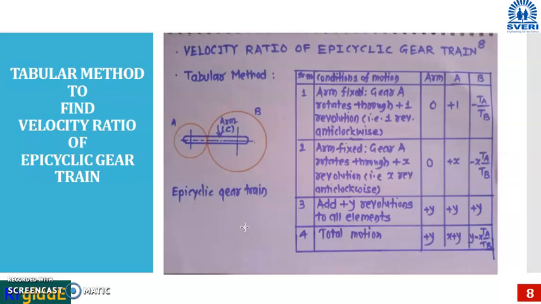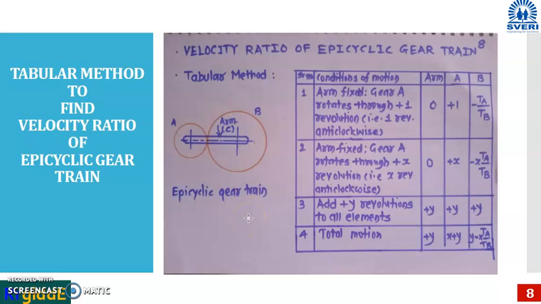But in case of epicyclic gear train, by providing the conditions to the particular element, it is difficult to find out the velocity ratio just by observing the combination of the gears. So therefore, there is one method which is called the tabular method to find out velocity ratio of epicyclic gear train. Here again the epicyclic gear train, a simple combination is shown: gear A, gear B, arm C.